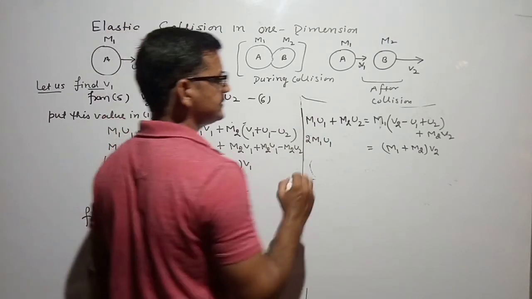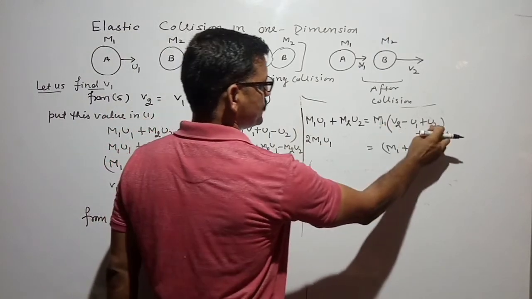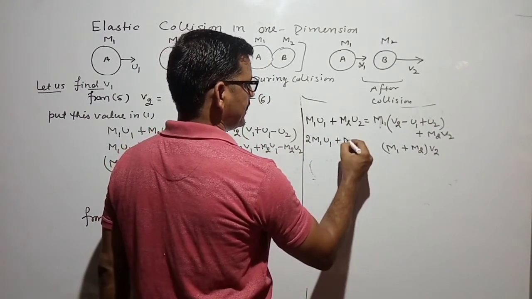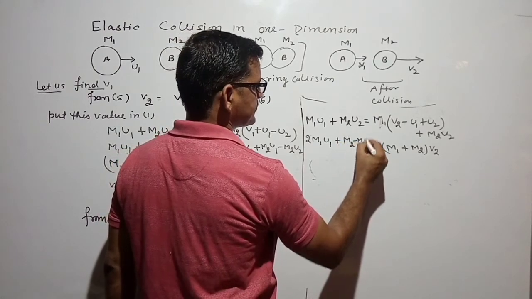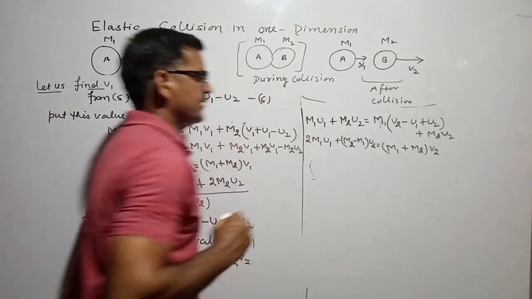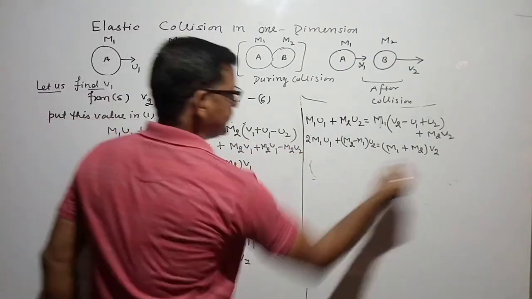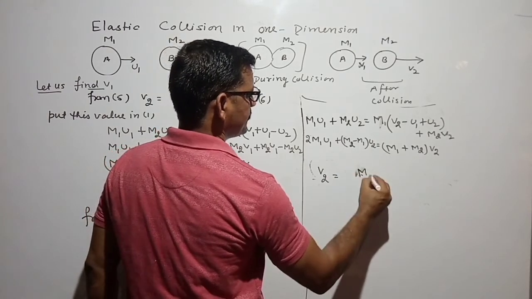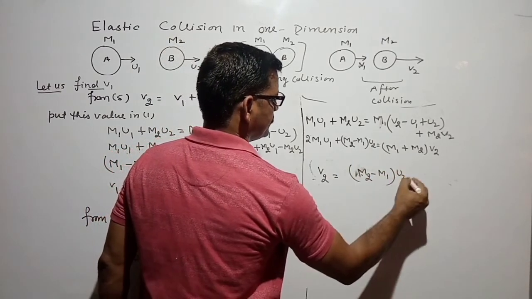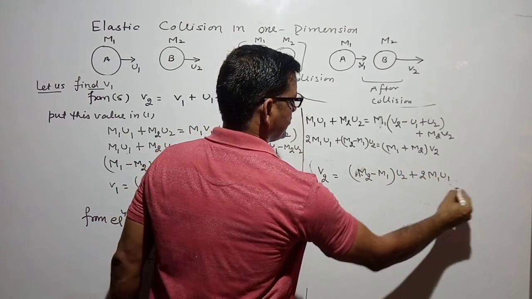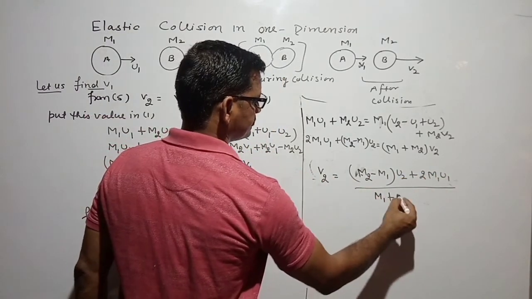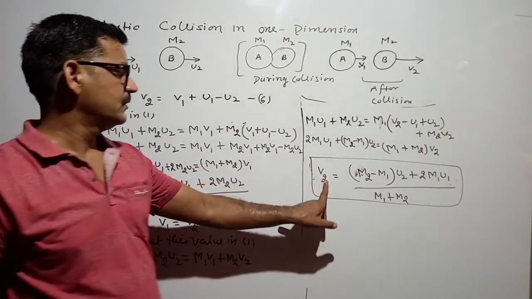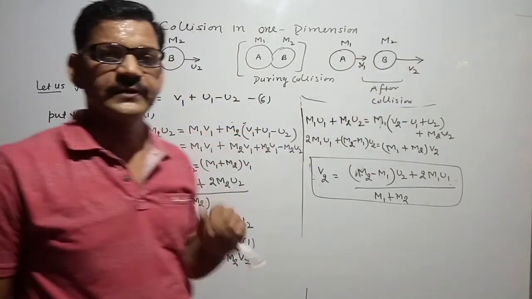And what is left with us? We are left with m1 u2 and m2 u2. So take u2 common here, so you will be left with m2 minus m1 multiplied by u2 equal to this one. So from here v2 equal to m2 minus m1 times u2 plus 2 m1 u1 upon m1 plus m2. So in this way we have found the velocity of body B after collision.